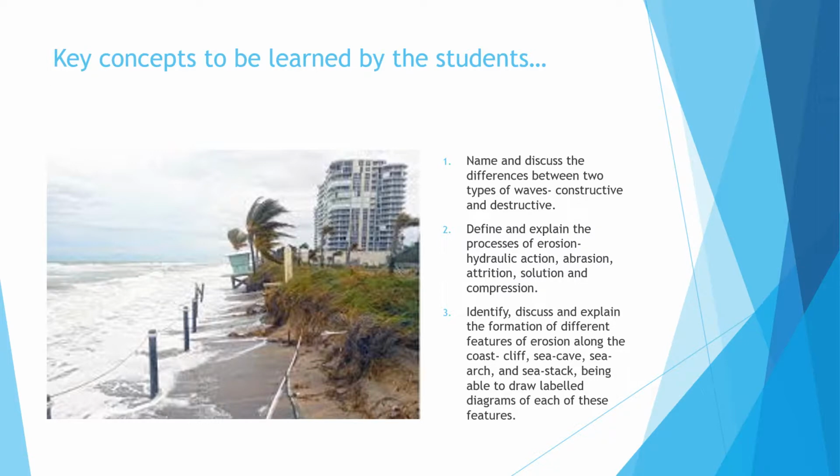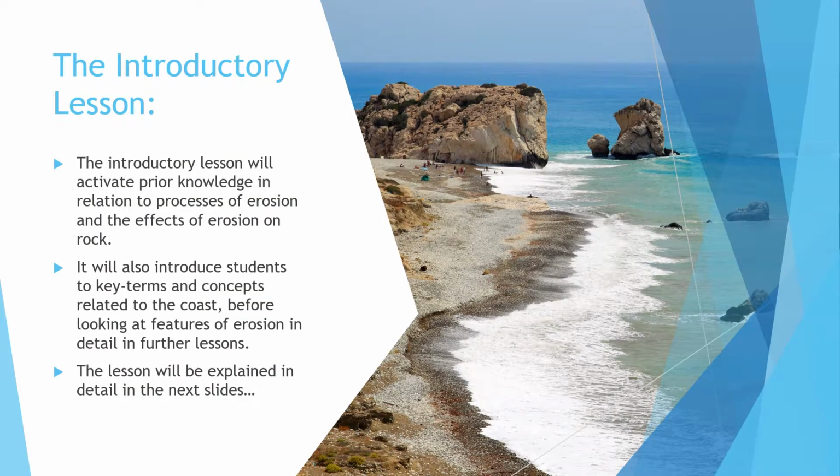The key concepts to be explored are outlined on this slide and will all be explained in further detail throughout the presentation, including the two types of waves, the processes of erosion, and the discussion related to the formation and labelling of different features of erosion along the coast. The introductory lesson will be an important lesson to activate prior knowledge of the students, introduce them to key terms and concepts, and to build a foundation of knowledge before exploring formation of features in detail.